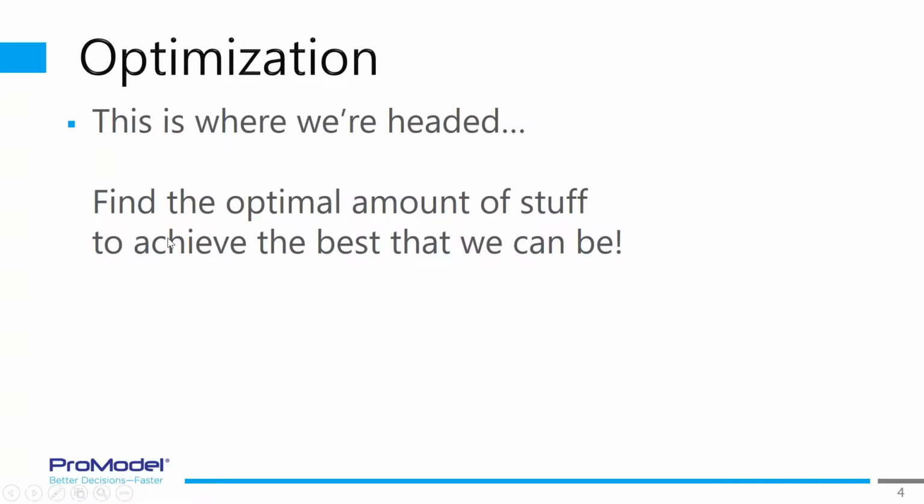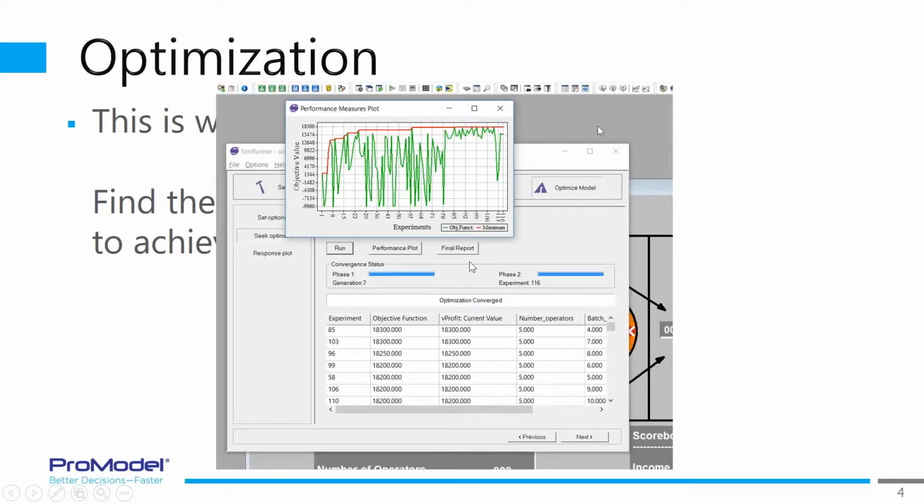Now, this is where we're heading. We're trying to find the optimal amount of stuff. So whatever stuff is, whatever your system is being modeled, to achieve the best that can be. And this is what it will look like when we get there.